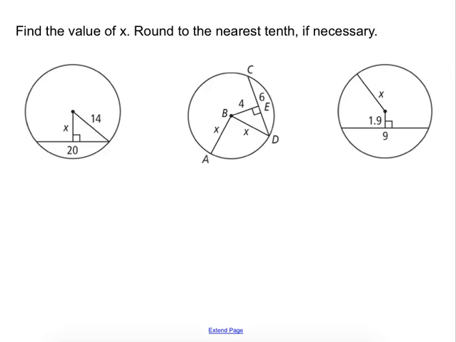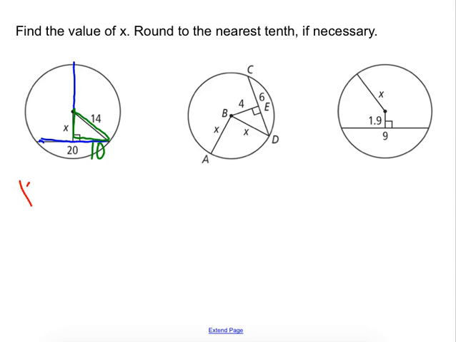It says find x, round to the nearest tenth if you have to. Okay, so here we go. Well, really, we don't have a diameter here, but it would be the same if we did. So here is our diameter, and it's splitting our chord. So all we really have right here is a right triangle, and we know how to solve right triangles. So our hypotenuse is 14, that's 10. Now we can find x.